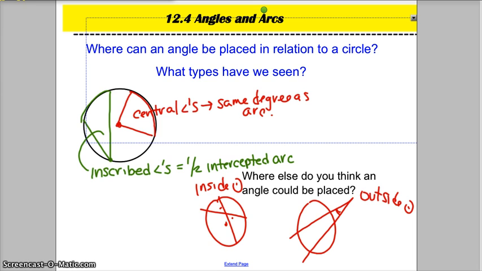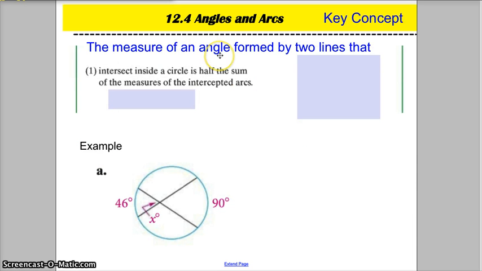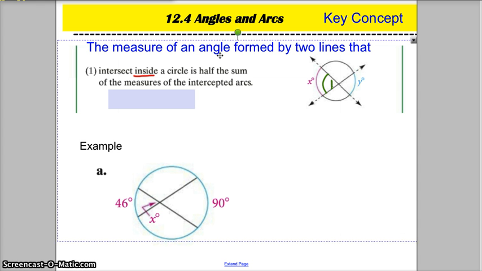Let me tell you what it is. The measure of an angle formed by two lines that intersect inside a circle is half the sum of the measures of the intercepted arcs. So take a peek at what this looks like. If we're talking about this one labeled angle 1, and I'm sure we could talk about the other one, they're vertical, the measure of angle 1 equals half the sum of those two intercepted arcs.